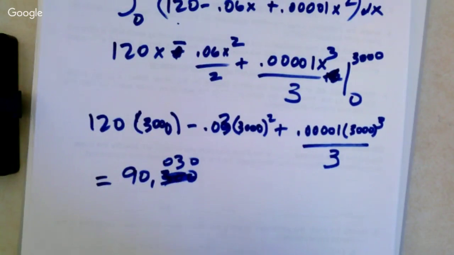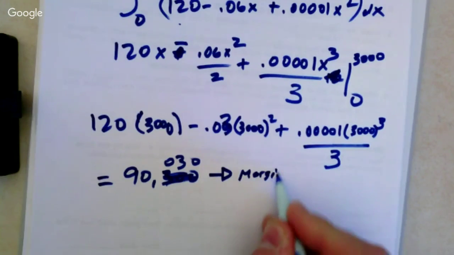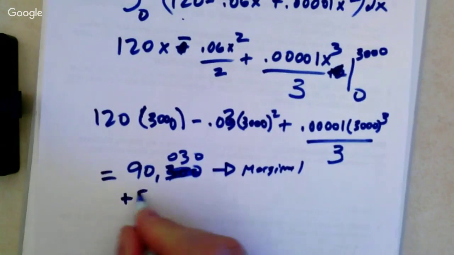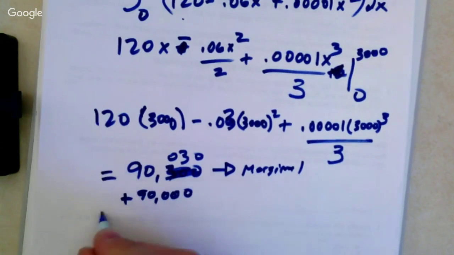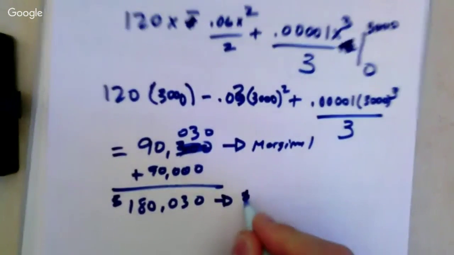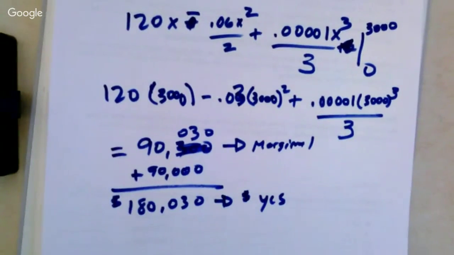This is the actual marginal cost. This is what it would actually cost to make 0 to 3,000. Add in the fixed cost, or the setup cost, to get everything going: $180,030. Don't forget the dollar sign. Yes, you have to have it. That's your units. That would be your total cost.